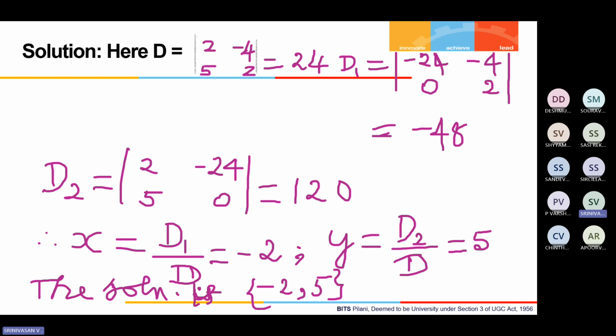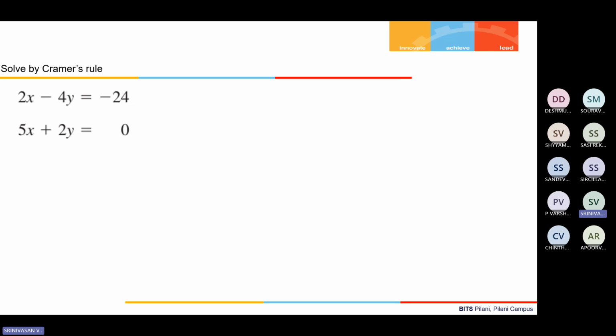And you know very well, it is always better to check whether the values you have obtained are correct or not by substituting in the left hand side of any one of the equations given. So x equal to minus 2, y equal to 5. You substitute in the left hand side: 2 into minus 2, minus 4; minus 4 into 5, minus 20. So you get minus 24, the right hand side. Left hand side equal to right hand side means the x and y values satisfy the equation.